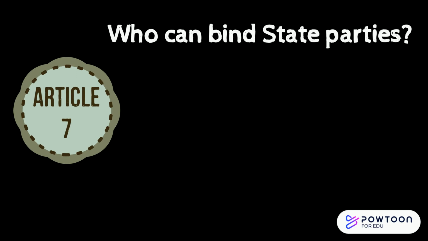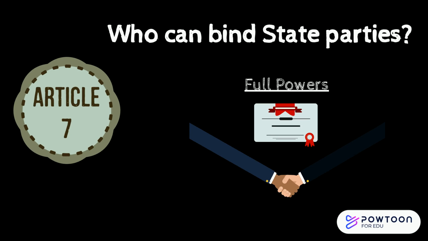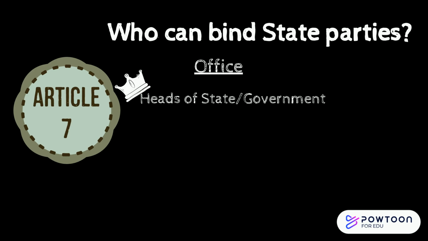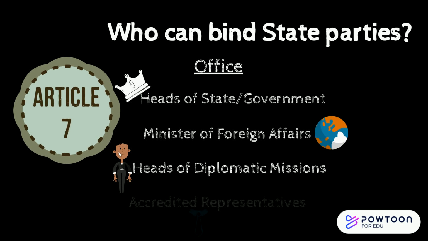Article 7 of the Vienna Convention on the Law of Treaties tells us who can sign and therefore bind a state party to a treaty. There are two categories of persons. The first are people who present full powers which authorize them to enter into the treaty on behalf of their state. The second category of people are people who can enter into a treaty by virtue of the office that they hold and do not need full powers to enter into treaties. And they are heads of state, heads of government, ministers of foreign affairs, heads of diplomatic missions, and accredited representatives of states.